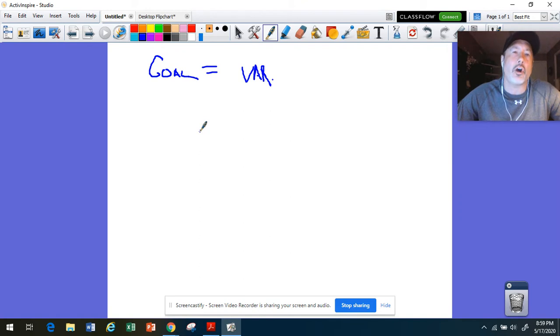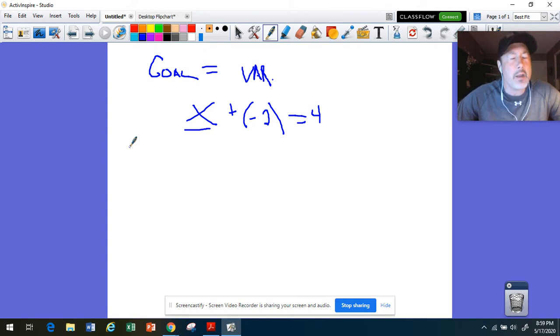Now, remember, we talked about doing opposite operations. Since we had to get the variable all by itself, we have to get that number that's attached to it. So if I had x plus -2 equals 4, the goal is to get this variable x all by itself. Remember, the x does not like anybody. It does not have any friends. It cannot stand the numbers at all. So anybody that is on the same side as the variable has to go to the other side. We got to kick them over to the other side.